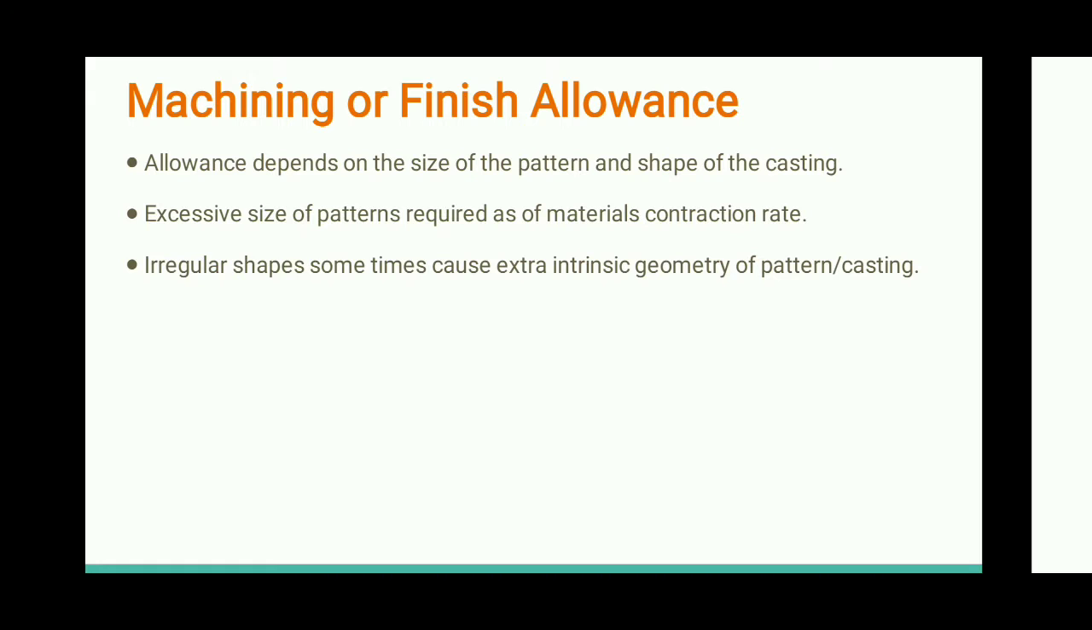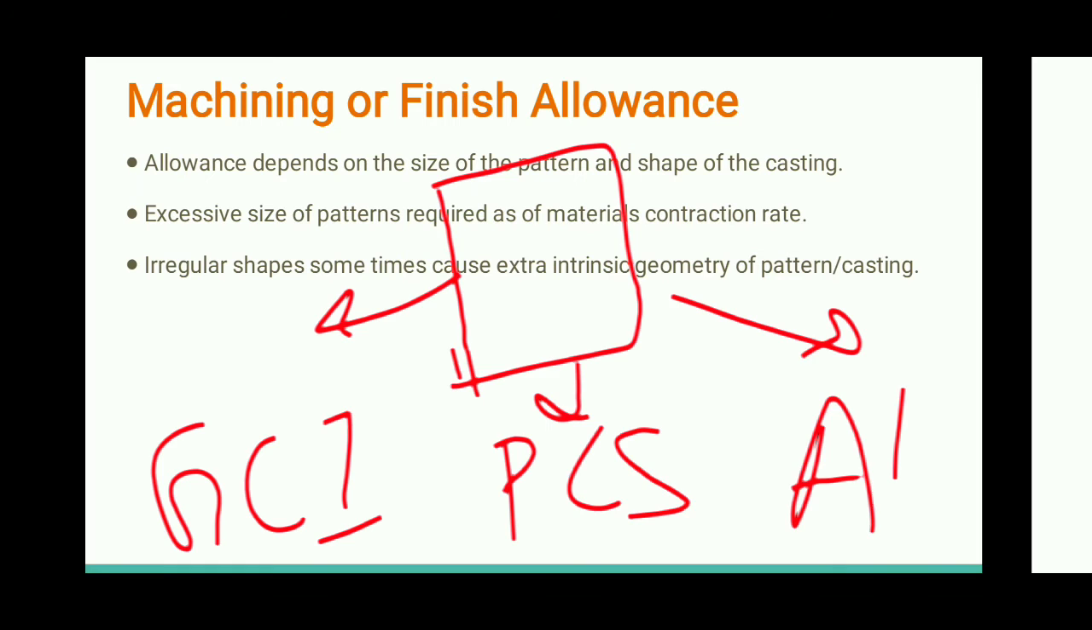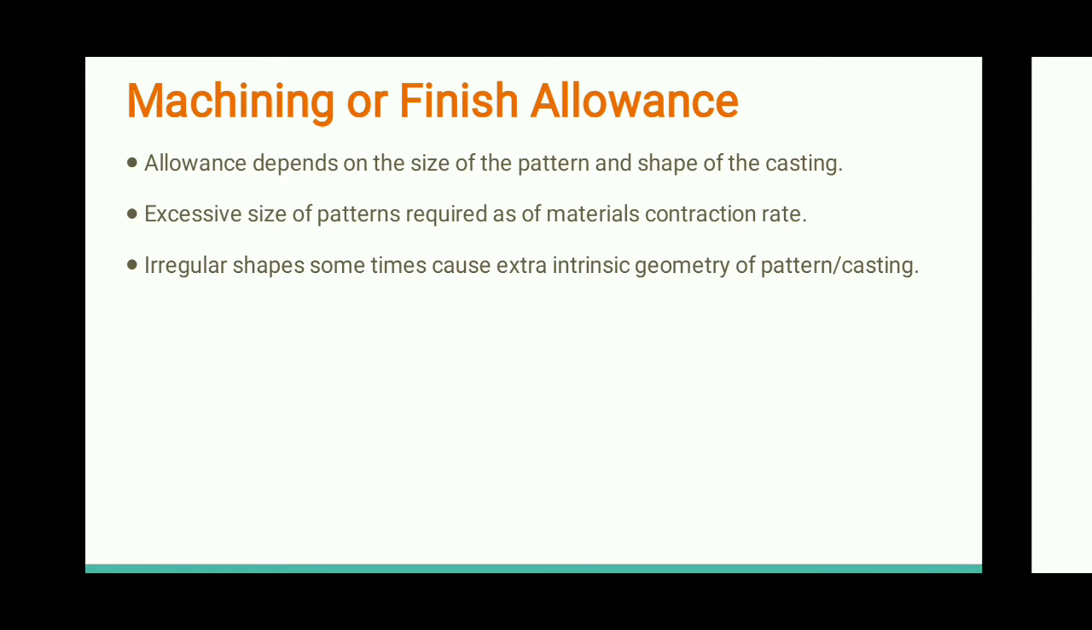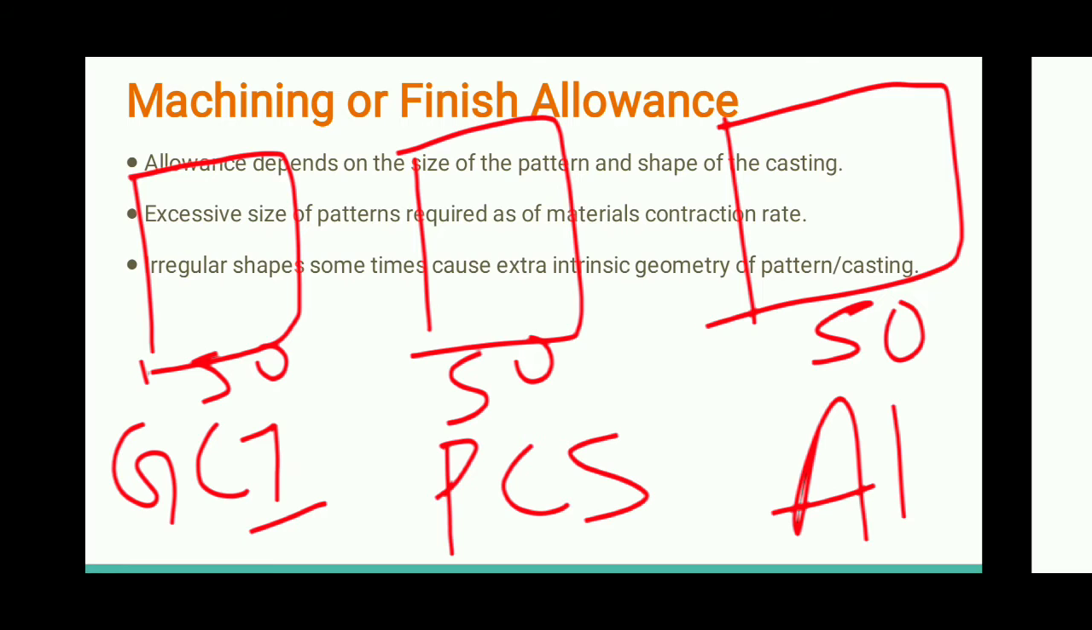Okay, so let's start with the second allowance, that is machining or finish allowances. As the name suggests, it is where a machining process is required. To understand this allowance we are taking two examples. The first one is where we have to produce three castings of the same size with different materials. We are producing a casting cube of 50 mm side with three different materials: gray cast iron, plain carbon steel and aluminium. All these three materials have a different rate of contraction.